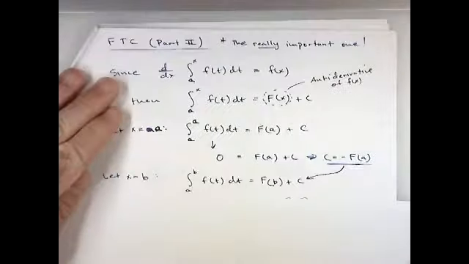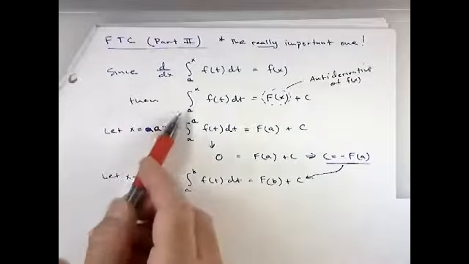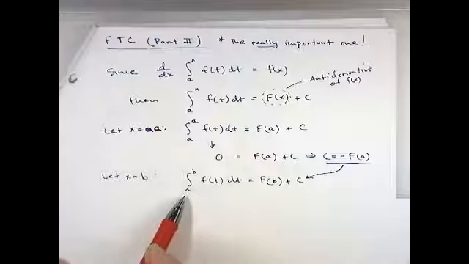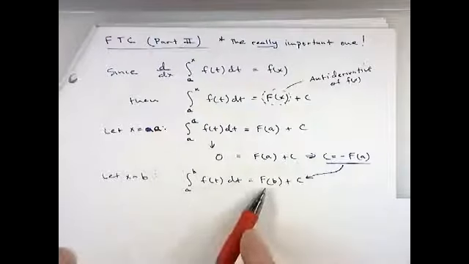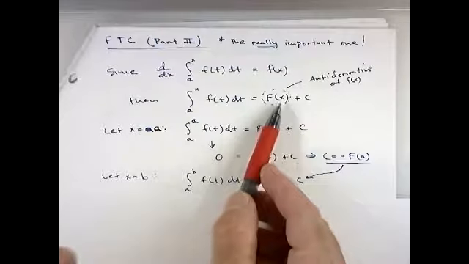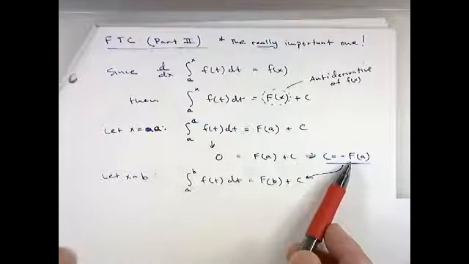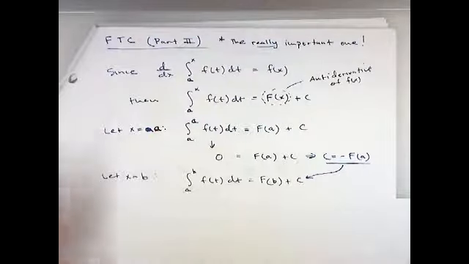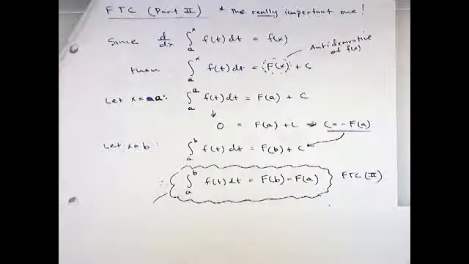Now let's plug in x equals b into this equation, and we have the integral from a to b of f of t dt will equal capital F of b, I have to plug in the b there as well, plus my constant of integration, which we know is always going to be negative F of a. So if I put that in, this is our big result.